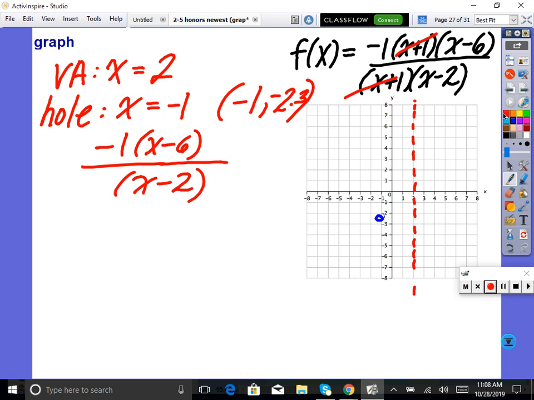Okay, awesome. Horizontal asymptote, we can look here and here. We can look at the original or this. Degree on top and bottom is the same. Therefore, divide your leading coefficients. Horizontal asymptote is at y equals -1.